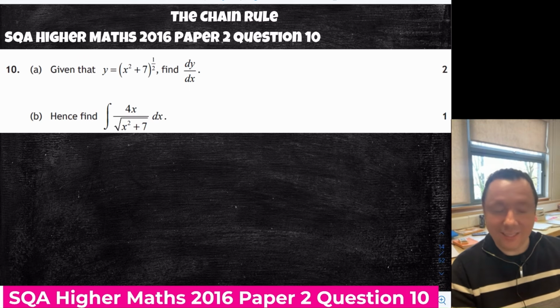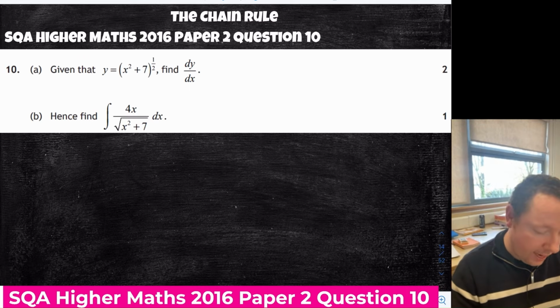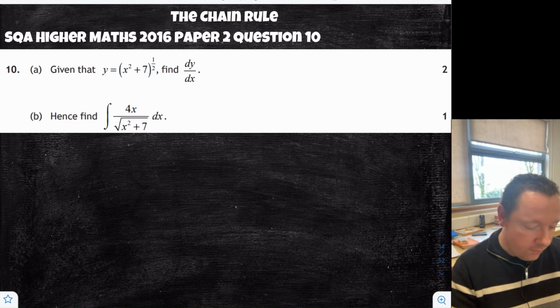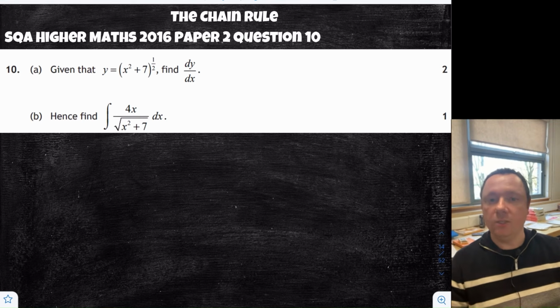Okay, the chain rule. SQA Higher Maths 2016, Paper 2, Question 10. Given y equals x squared plus 7 to the half, find dy by dx. And then part B, hence find the integral of this function, which we'll use our answer to part A to do.